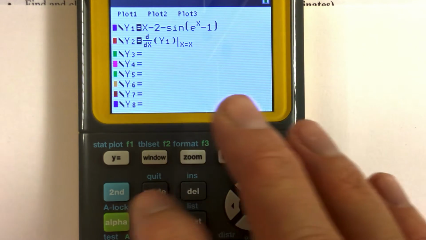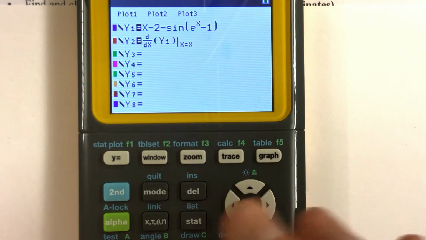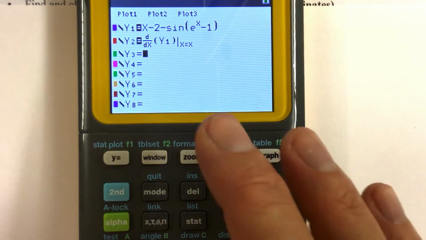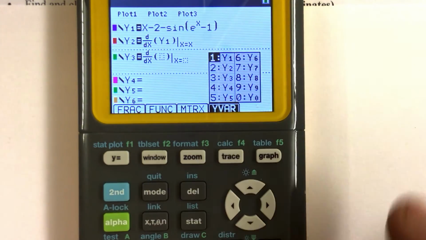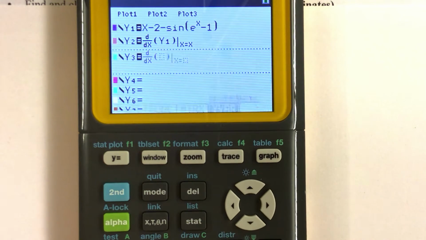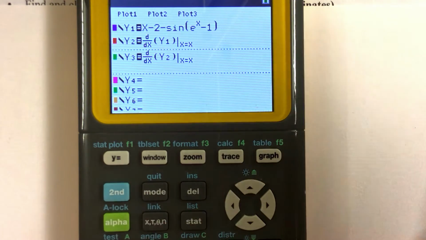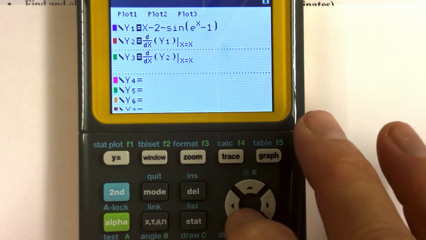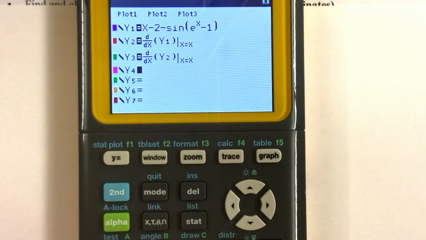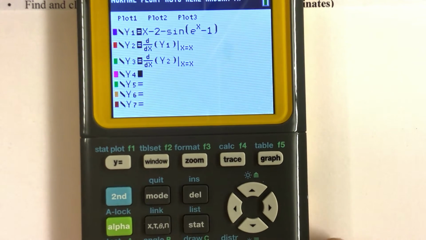We go ahead and rinse and repeat for the y3. So we want to define y3 to be the derivative of y2. So math 8 with respect to x, alpha trace. Now I could hit a 2 for the y2, and then x equals x. So we're going to have all three functions, f, f prime, and f double prime. And I'll show you how to deselect one of those, two of those, so we can focus on just one. But here we are, we have our three functions defined.